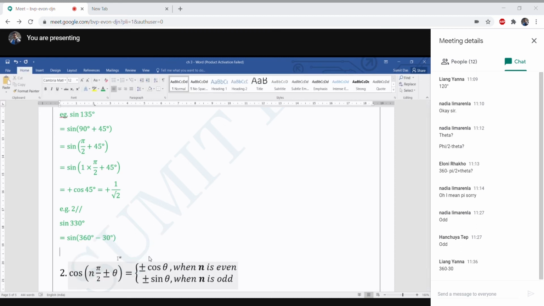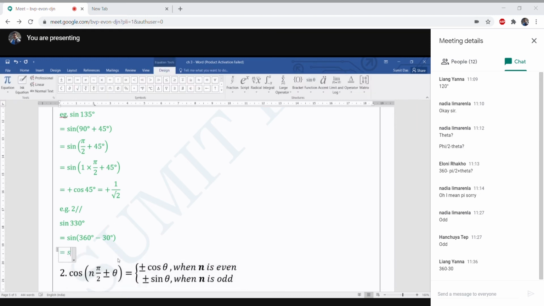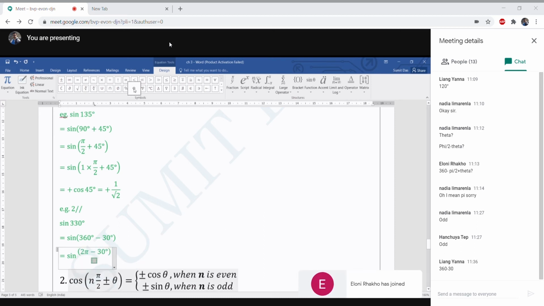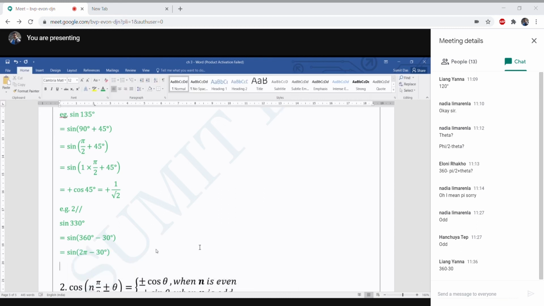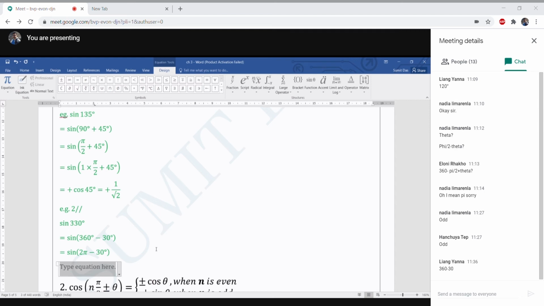So the next line will be sine of 360, which we can write as 2 pi, right? Minus 30 degree. Now, what is the value of n here? Anyone? In this term, what is the value of n?